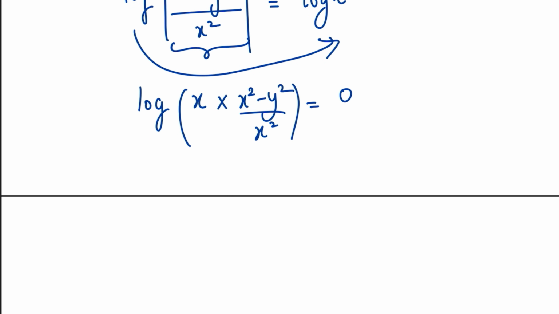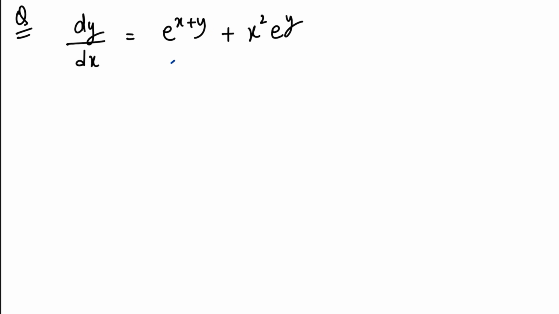And tell me, when is the value of log 0? When this is 1. Log 1 is 0, right? So this part is equal to 1. X will cancel first, so x square minus y square upon x is equal to 1. X is equal to x square minus y square. This is your answer. Now solve this differential equation.